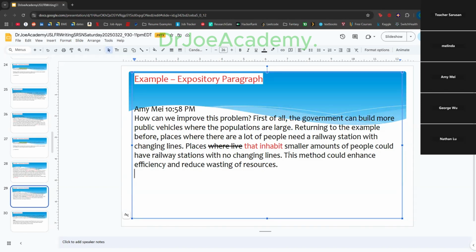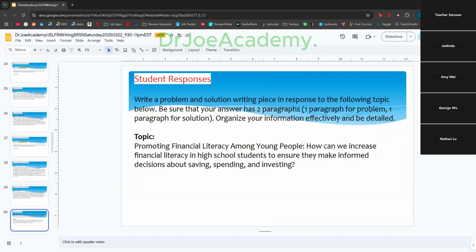So that is it for today's class. We are just about done. That's the last exercise. The next exercise is writing a full problem and solution writing piece. We'll do that for next week. We're trying to really perfect this writing style before we move on to our next activity. But great stuff today, you guys. We will continue next week. Take care.